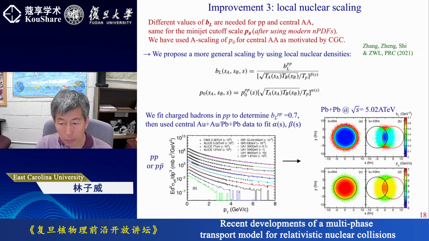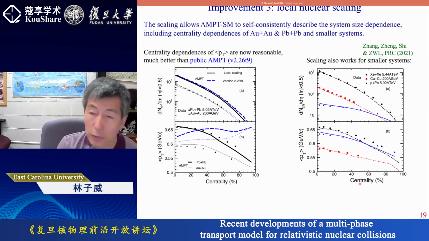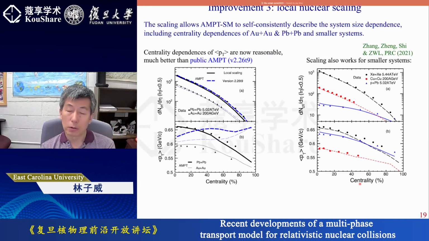And then for the mini-jet cutoff p0 parameter, we can see the opposite effect. In the center, the p0 value is very high. And if we think about the saturation scale, it's natural to expect that. And then in the outer region of the overlap region, the p0 value is naturally much lower. So that's how we introduce the local nuclear scaling. Then we can look at the effect on the particle bulk properties like multiplicity and mean pT.